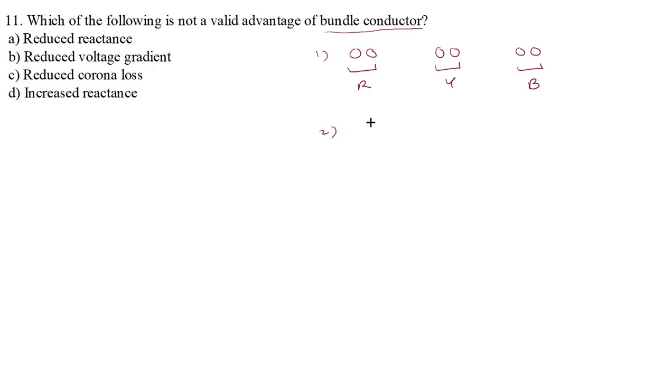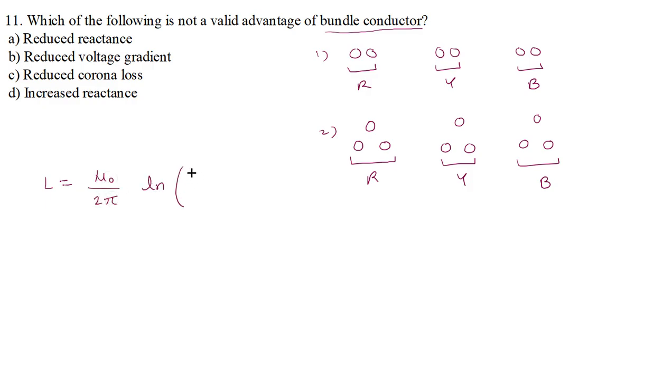Sometimes we can have three like this in a triangular configuration, R, Y and B. So all these three will form the R phase, these three will form the Y phase, these three will form the B phase. Likewise, we can have 4, 6 or 8. Here, just for example, I have shown two configurations. Now the main advantage of bundled conductor is seen in the inductance, which is given by L equal to mu naught upon 2 pi ln of mutual GMD, geometric mean distance, divided by self GMD.